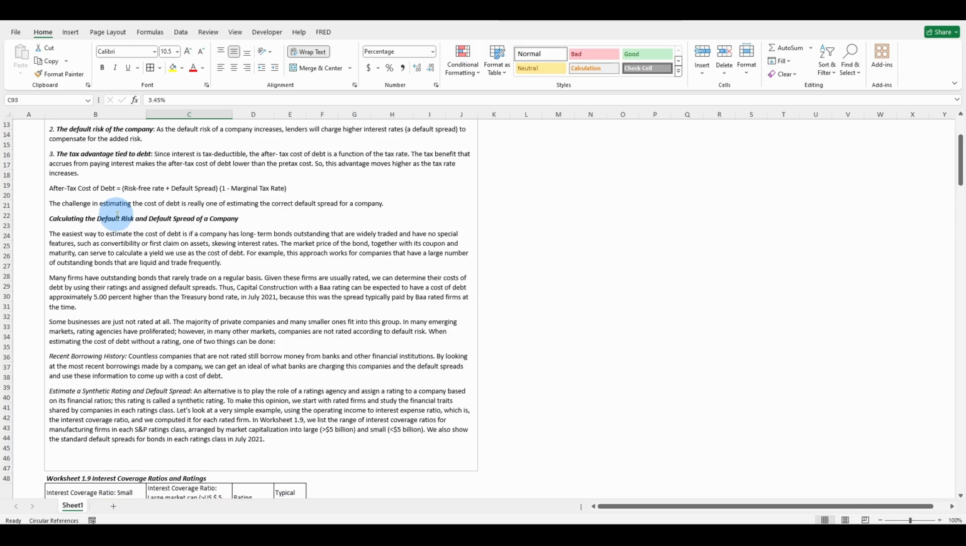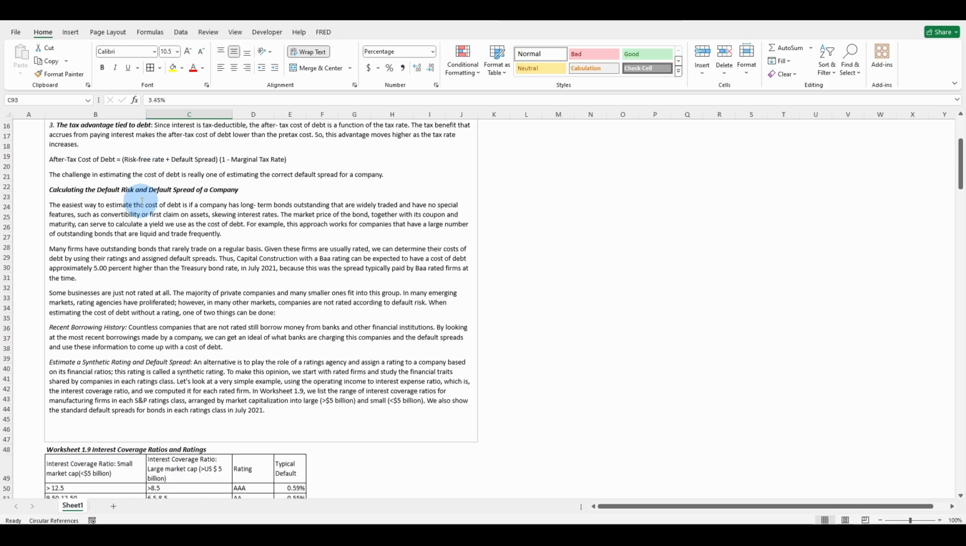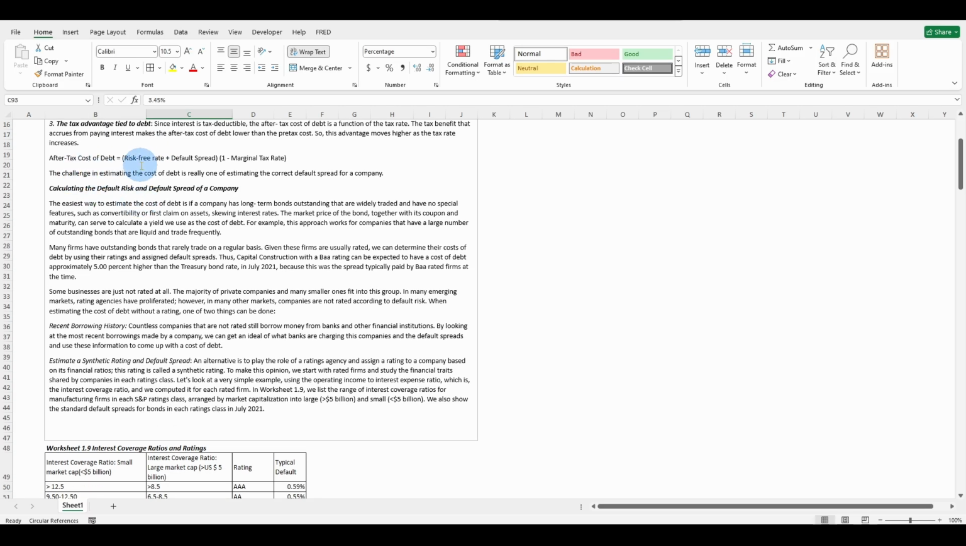The tax advantage tied to debt. Since interest is tax deductible, the after-tax cost of debt is a function of the tax rate. The tax benefit that accrues from paying interest makes the after-tax cost of debt lower than the pre-tax cost. So this advantage moves higher as the tax rate increases. After-tax cost of debt is risk-free rate plus default spread, times 1 minus marginal tax rate. The challenge in estimating the cost of debt is really one of estimating the correct default spread for a company.